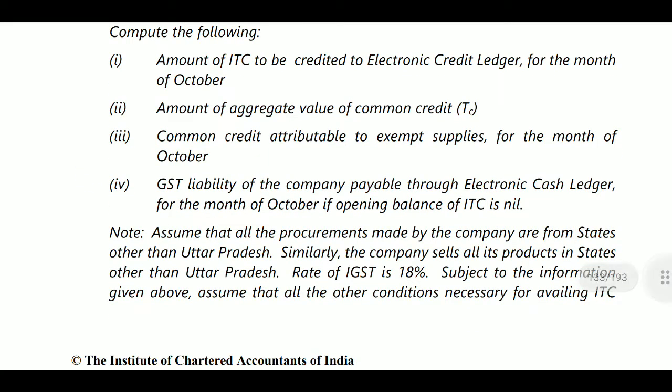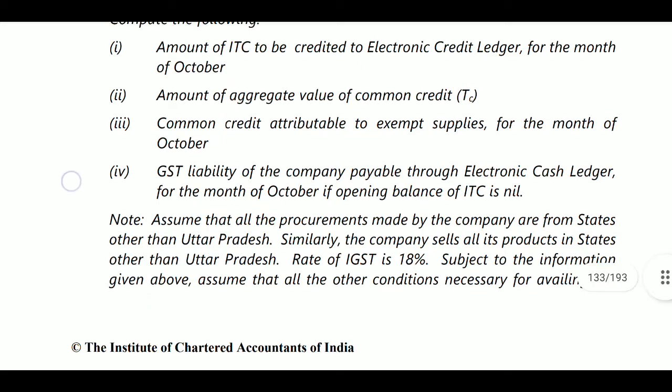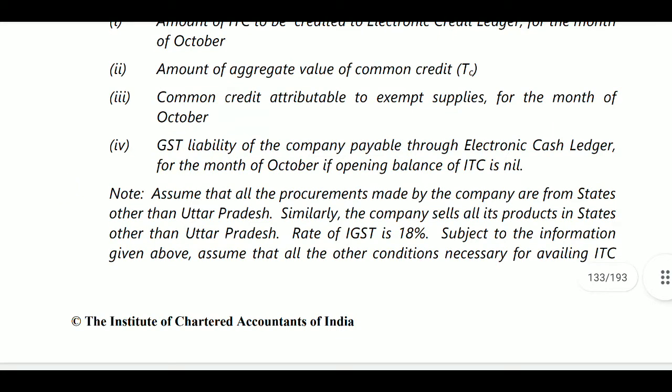Next, common credit attributable to exempted supplies for the month of October. Whatever amount we calculate for the 3 items used, it will be divided by 60, and it will become common credit for the month of October. Next, GST liability of the company payable through the electronic cash ledger for the month of October if the opening balance of ITC is nil. If ITC is nil, whatever amount is required must be paid.